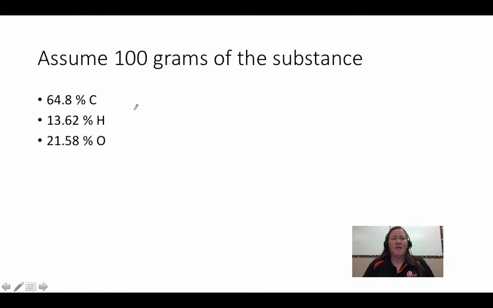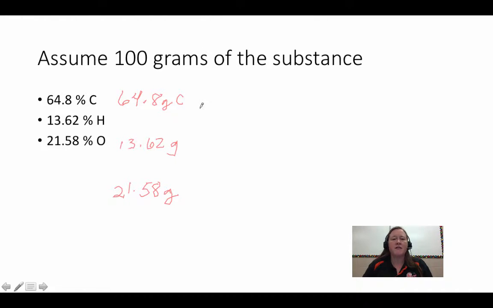Here we go. If you assume that you have 100 grams, then 64.8 grams of this is carbon, and 13.62% is, or 13.62 grams. Oh geez, I'm just on a roll. I'm so sorry. 13.62 grams is hydrogen. 21.58 grams is oxygen. So we just did the first part of the poem, percent to mass. This percent, assuming 100 grams, we have this mass of each substance.